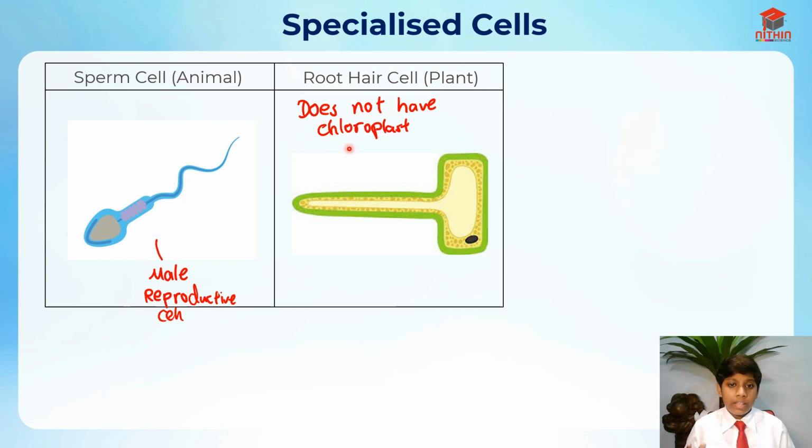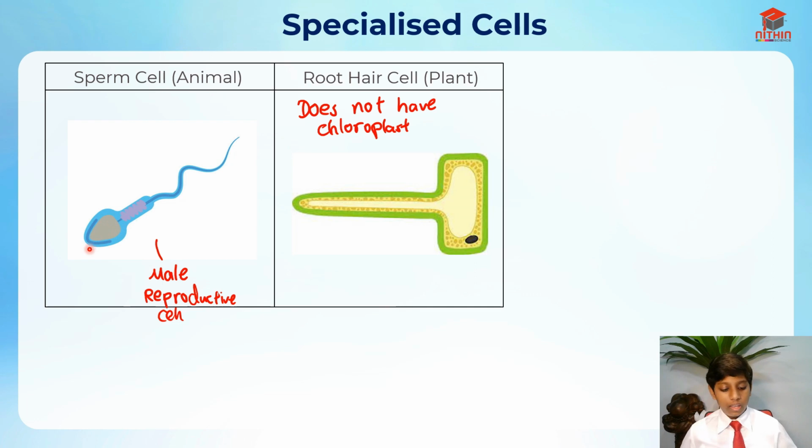Okay, we know that root hair cells are found underground, right? So the root hair cell is found underground. Actually, underground there's no sunlight. So that is why it does not have chloroplast, because the root hair cell is not exposed to sunlight, so it cannot trap sunlight and photosynthesize, of course. Okay, and the sperm cell is a reproductive cell.